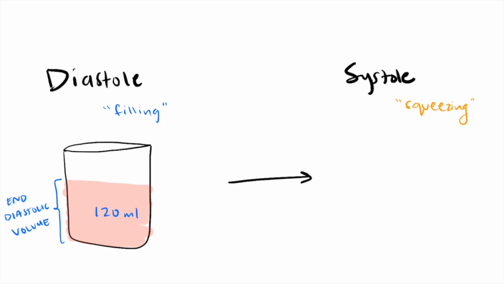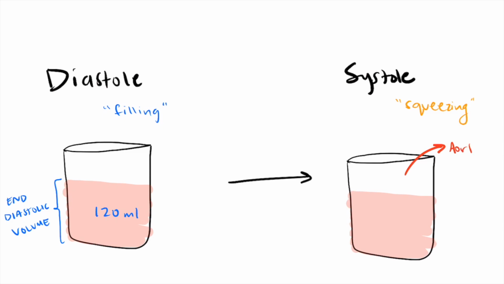Then, the left ventricle contracts and squeezes that blood out to the aorta to the body's various tissues and organs. This is called systole. When the heart is fully contracted and no more blood is pumped out, there remains a volume of blood that's left in the left ventricle. This volume of blood is called the end systolic volume, which is usually about 50 milliliters.